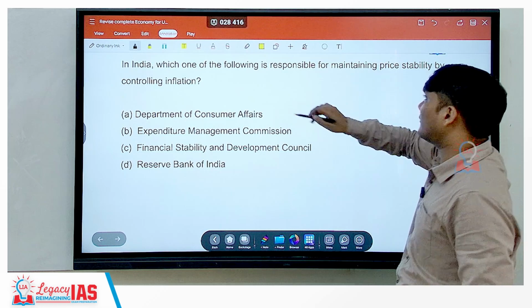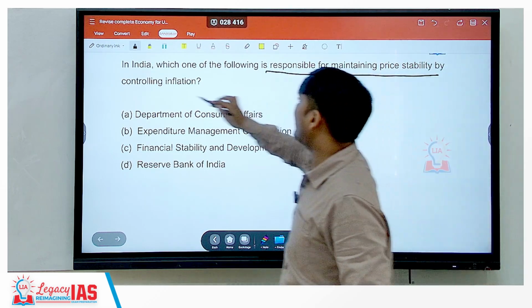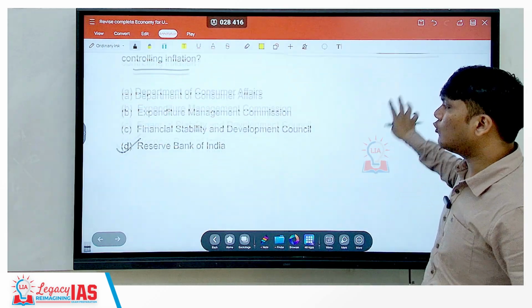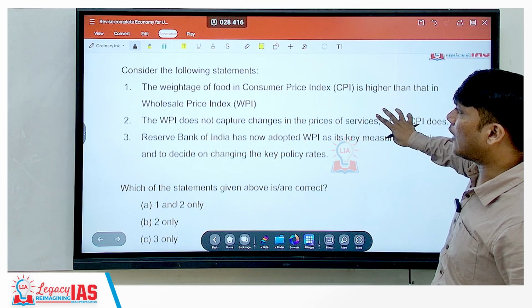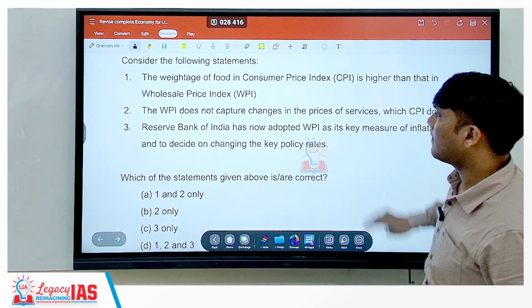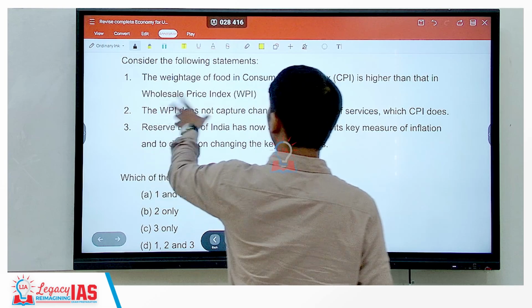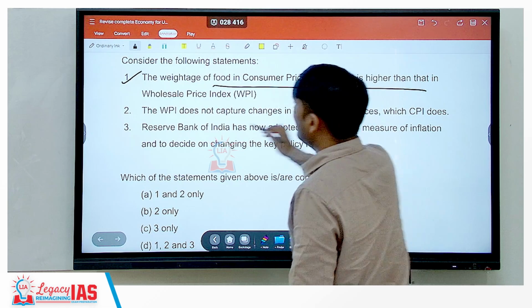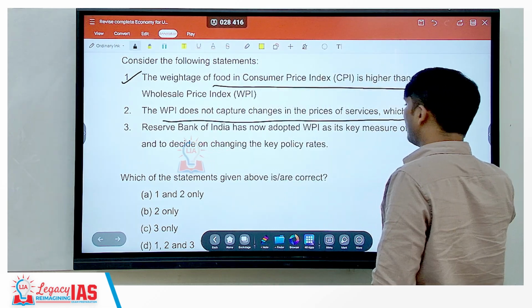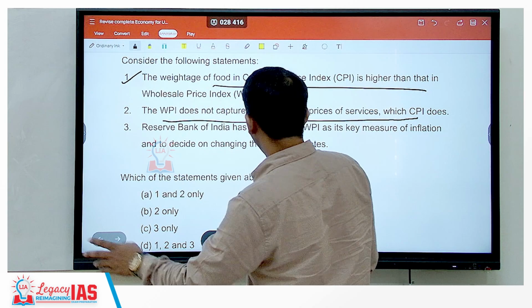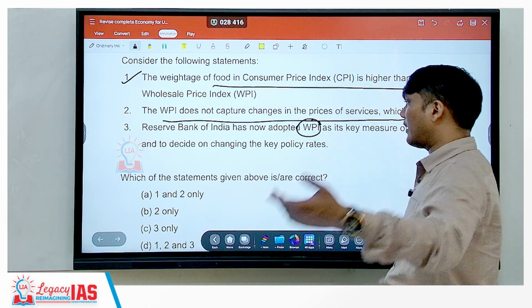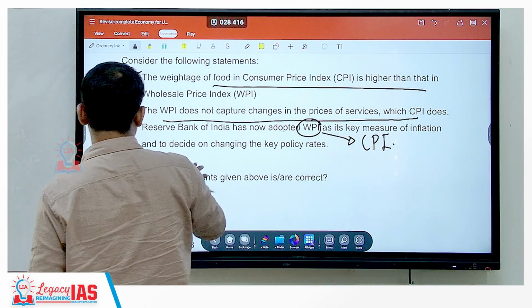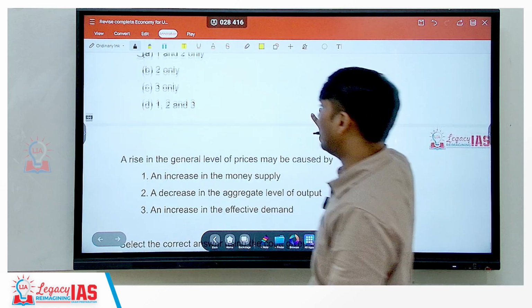Now in India, which one of the following is responsible for maintaining price stability by controlling inflation? Reserve Bank of India. It has the responsibility to do so, right? Now, I think this question is a repeat. We have already done that the weightage of food in the consumer price index is higher. WPI does not capture changes in the price of services, which CPI does. And RBI has not adopted WPI. WPI was earlier. Now RBI has adopted CPI. So statement 1 is right, 2 is right, 3 is wrong. So the correct answer would be 1 and 2 only.